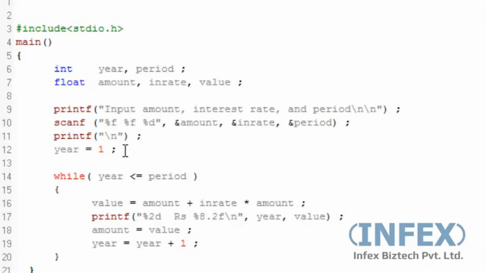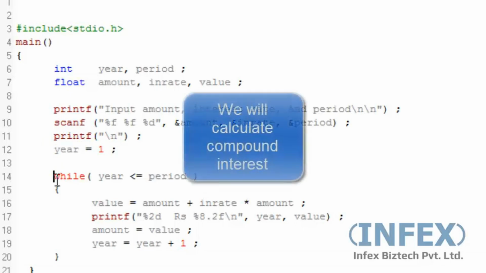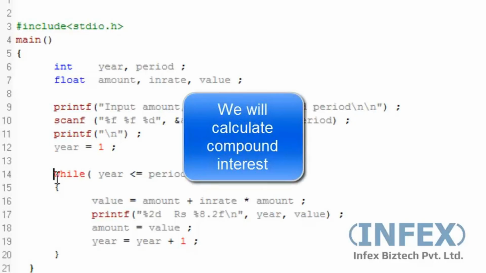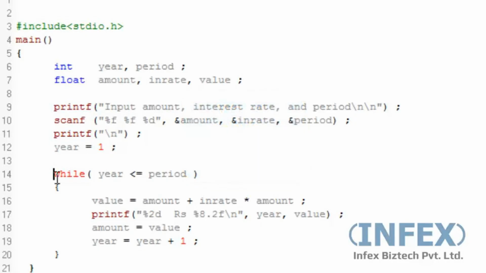Initially we are giving year is equal to 1. We want to calculate the interest of each year, and the amount plus the interest of the previous year will be calculated. So let's do this using the while loop technique. I am checking the condition: if year is less than or equal to period, then calculate interest.